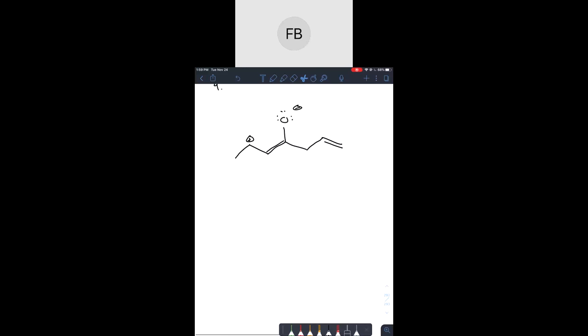Okay, so going back to up here, let's draw a resonance form of this. We do want to take care of this carbocation, because it's right there. So let's take that double bond there. Let me do this in red. We're going to take the double bond onto here.